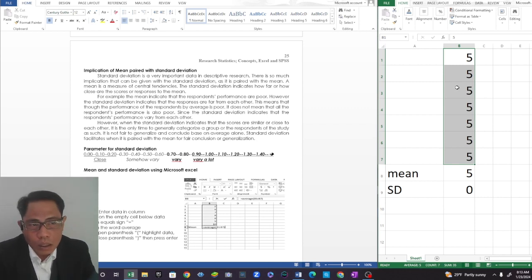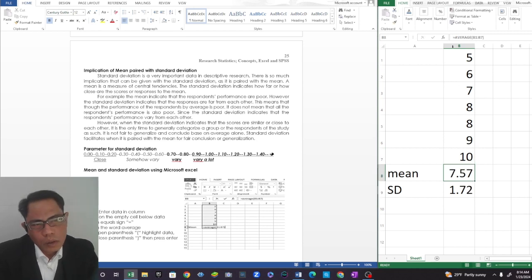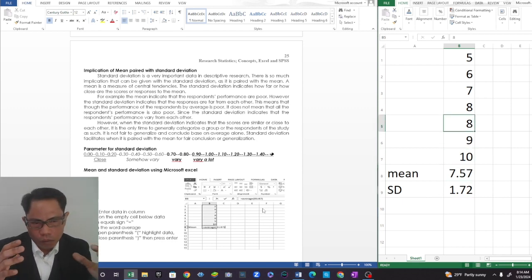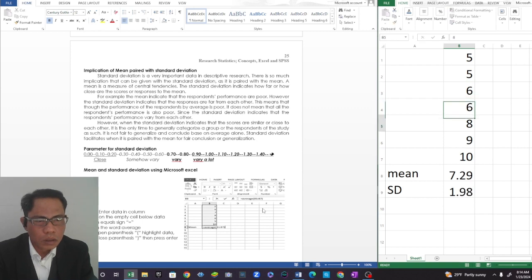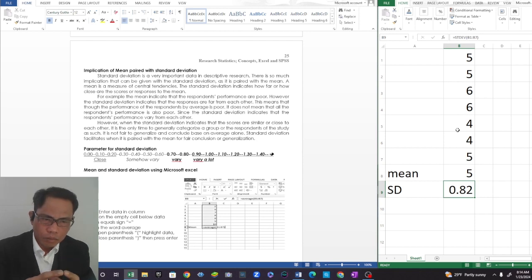So when you go back again to the data, like so 5, 6, 7, 8, 9, 10, you will notice that the standard deviation increases within the parameters. That means their responses are not the same to each other within the mean. So let's say we change that to 5, 6, 6, and we'll have another 4, 4, and 5. Still here, it says it varies, but not as much anymore within the mean.